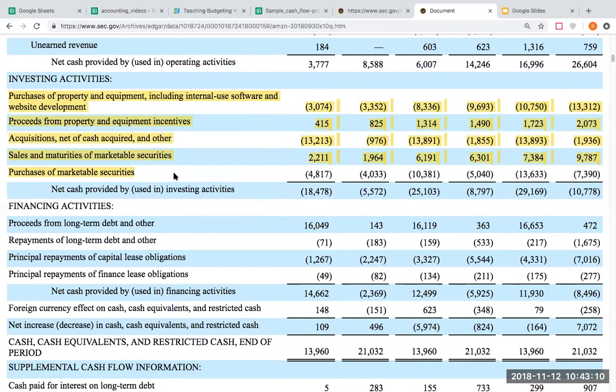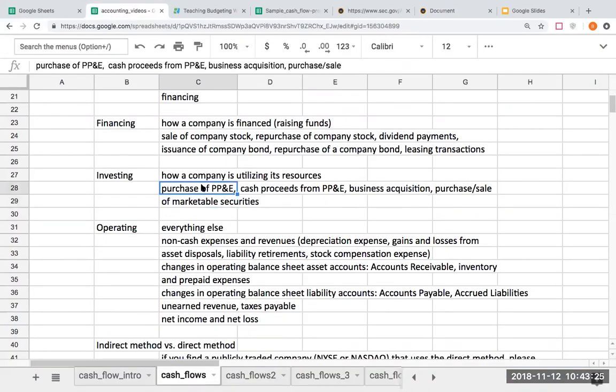Every company will have different descriptions. But in general, as far as investing activity goes, we can break it down for our purposes into purchasing property, plant, and equipment, and when we sell equipment. I've got a business acquisition, I'm buying a business, or if I'm purchasing or selling marketable securities. And again, what are marketable securities? Those are investments that we are using our idle cash in.